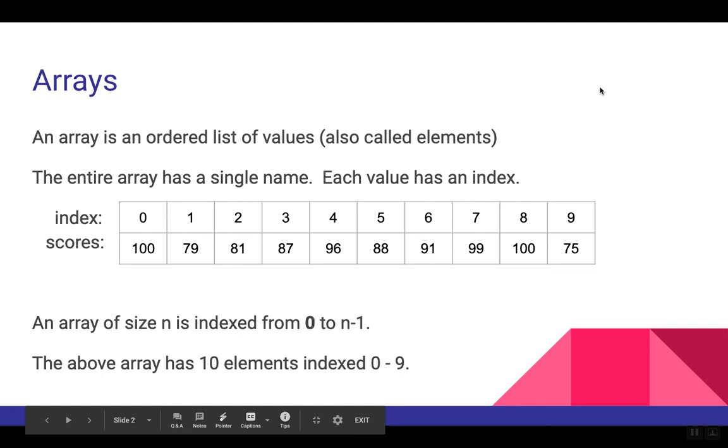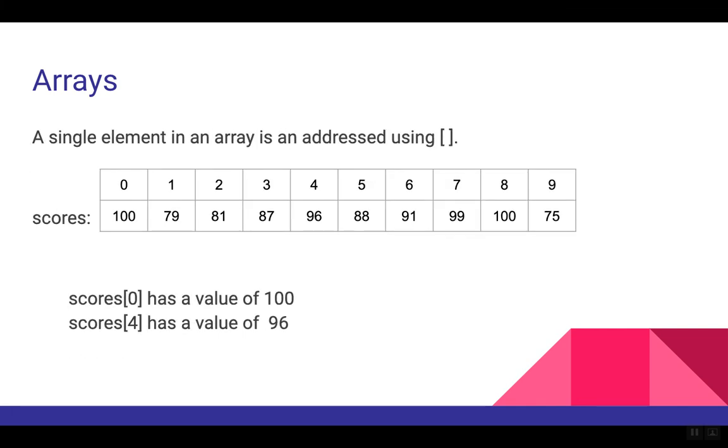Arrays are essentially having a single variable that can hold multiple values. Okay. So in this case, on the screen, we have an array defined. The array is called scores. We've defined it with 10 elements. The elements are indexed 0 through 9. Okay. And scores at 0 has a value of 100. Scores at 3 has a value of 87. And you can see our notation here using the square brackets.